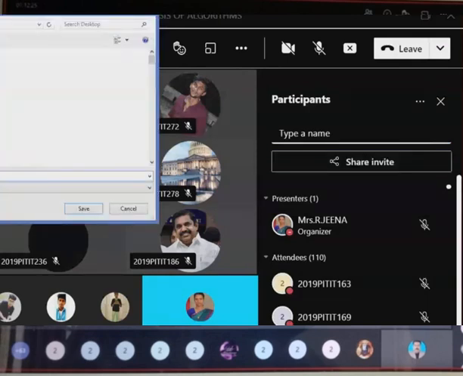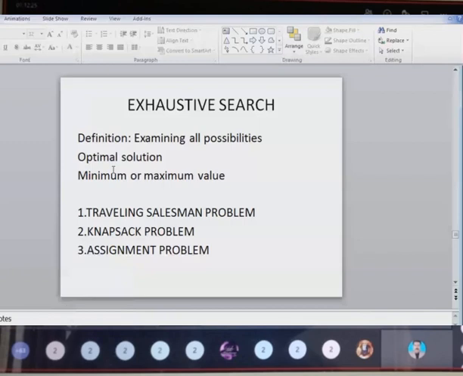So what do you mean by exhaustive search? Exhaustive search is used to find or examine all the possibilities. Among these possibilities, we can find the optimal solution, right? The optimal solution may be a minimum value or a maximum value.